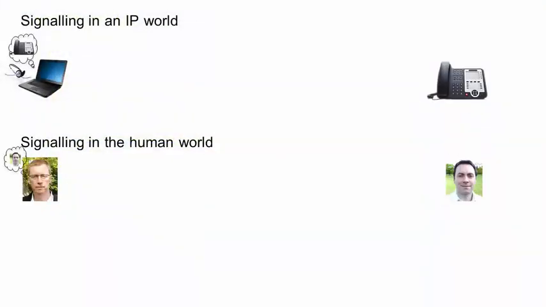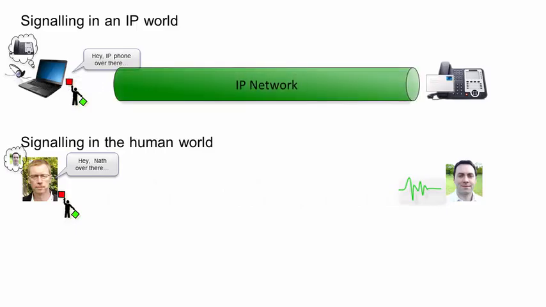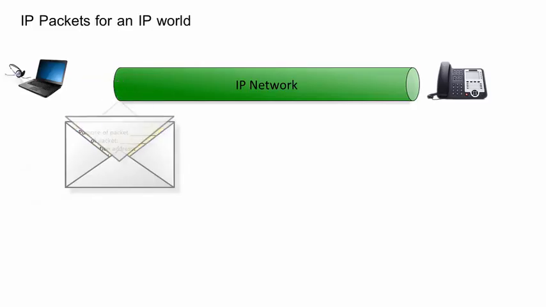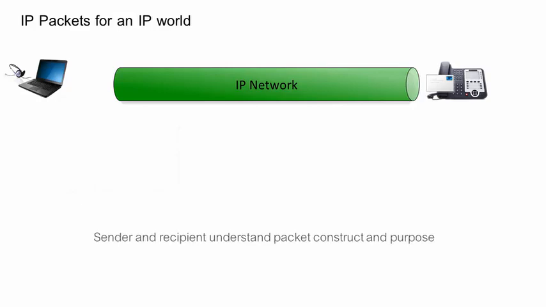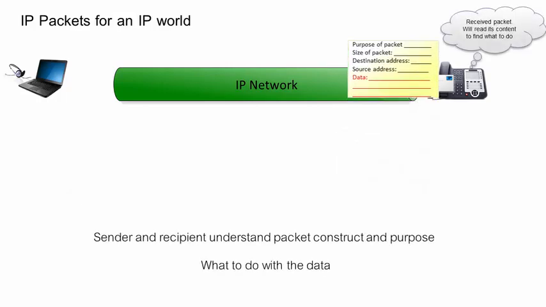Signaling in an IP world follows the same principles. Instead of signaling with an audio wave through the air, IP devices signal with IP packets over the IP network. Now, there's lots of different types of IP packet, each with their own function and content. The important thing is that both sender and receiver understand the packet construct and what to do with its data.